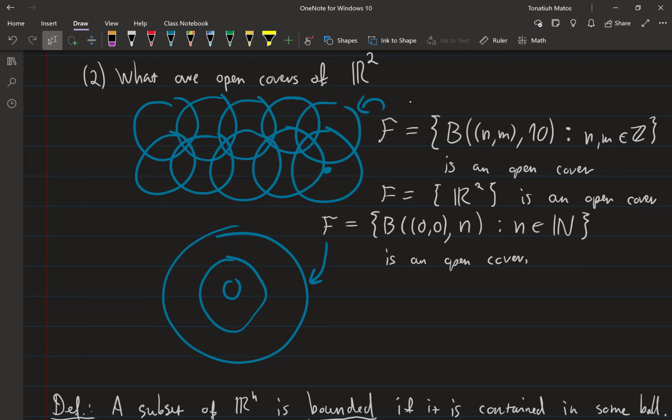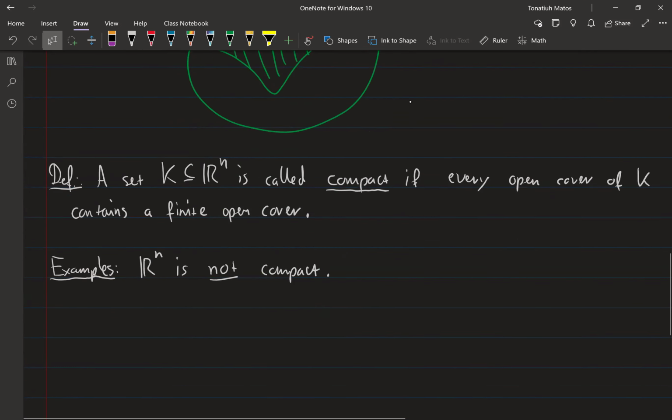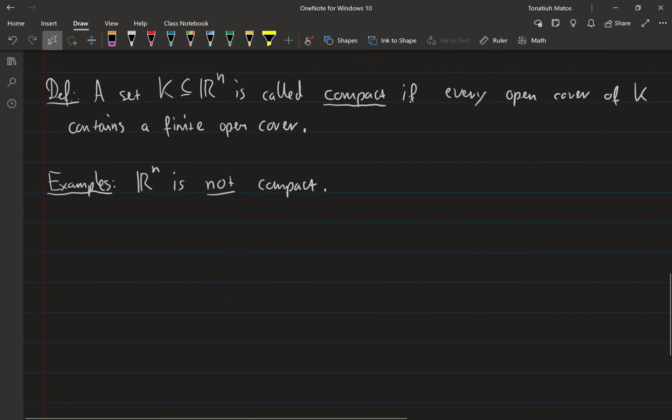The same thing happens for the first cover. The first open cover that you can see on my screen is an open cover that contains no finite subcovers, because if I only take a finite amount of circles, I'm not covering the entire plane. I need all of them, I need infinitely many of them, right? The second example, the one in the middle, the trivial one where R2 covers itself, is already finite, so that one will actually contain finite covers. It's itself already a finite open cover. So this doesn't mean that every open cover doesn't contain a finite subcover. We only need to find one.